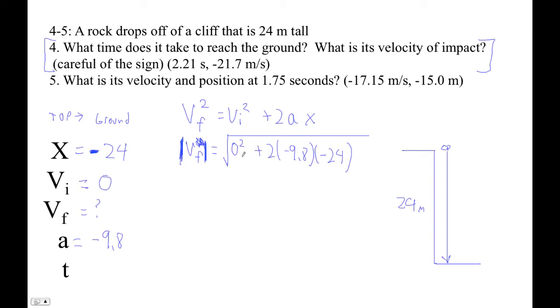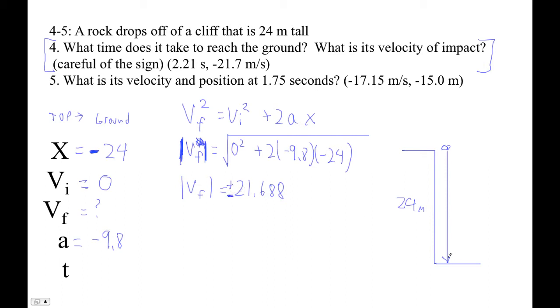I'm going to go square root. I have to type left parenthesis, right? I'm not actually going to type 0 squared because that would be silly. I'm going to go 2 times negative 9.8 times negative 24. Now you could leave both negatives off too. There we go. So now I'm getting that the absolute value of the final velocity is 21.688. Now, that means it could be plus 21.688 or negative 21.688.